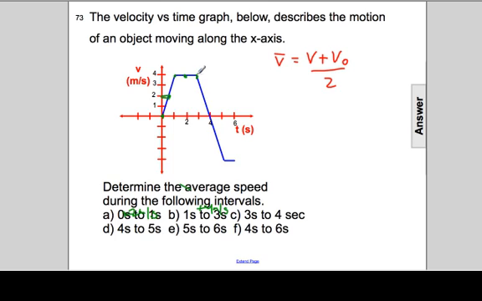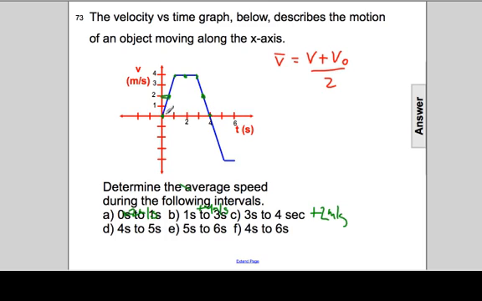The average speed for the next second of travel, which is from 3 to 4 seconds: we start off at 4 and we end up at 0 meters per second. And the middle value, again, if you look, is 2 meters per second, or to be specific, positive 2 meters per second.